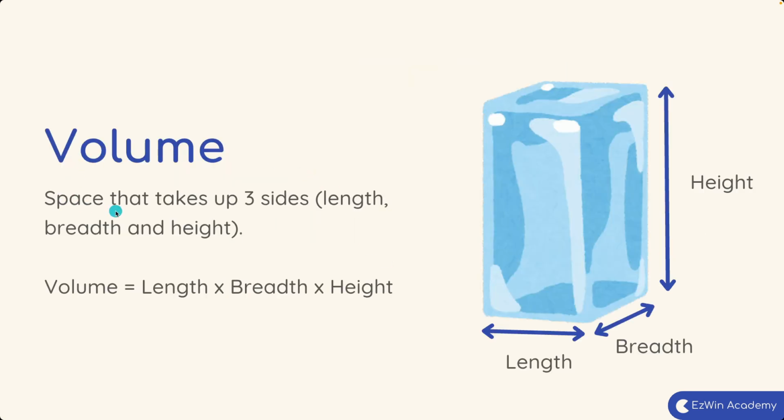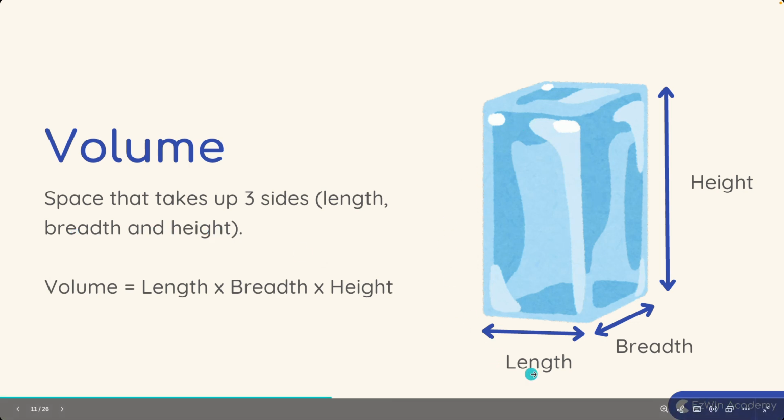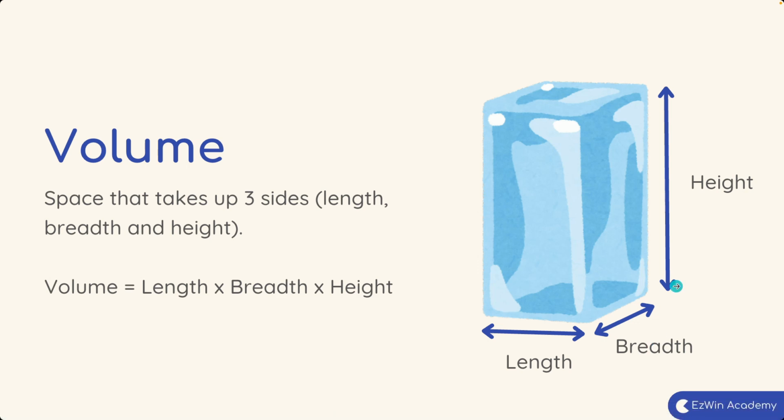Volume is space that takes up three sides: length, breadth, and height. You see in this example over here, you have the length of what I call this water block, the breadth, and also the height. So the volume equation is equal to length times breadth, which is also the area, and you also multiply it by the height.